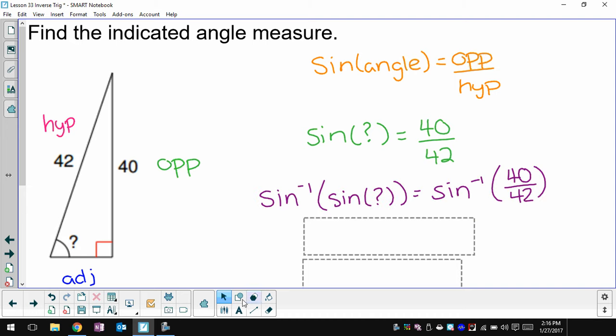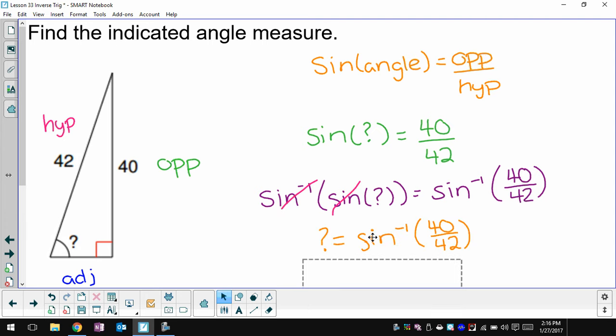So I can do the sine inverse of both sides. Sine inverse over here, and the sine function will cancel each other out, leaving me with just question mark. On my calculator, if you have one at home or when you're in class, you press the second key and then press sine and put that fraction in there, and you'll find that this angle is approximately 72.2 degrees.